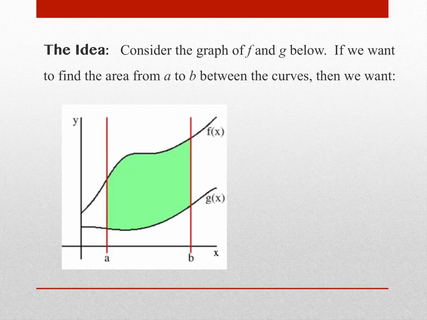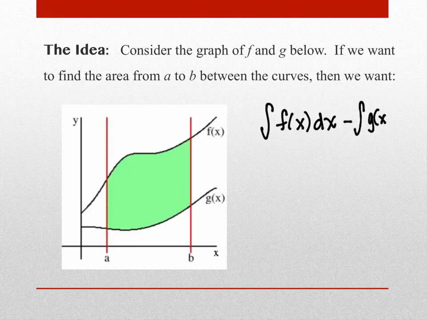So we're going to consider the graph of f and g below. And if we wanted to find that green shaded area between the curves, right, between A and B, then what we would want to do is take the antiderivative of f of x, which gives us the area all the way down to the x-axis, right? And we would want to subtract off the area of g of x, which gives us the part that's not shaded in right now. It's this piece, yeah? And that would give me the trapped green area. Does that make sense? Okay, so this is an area subtraction problem.